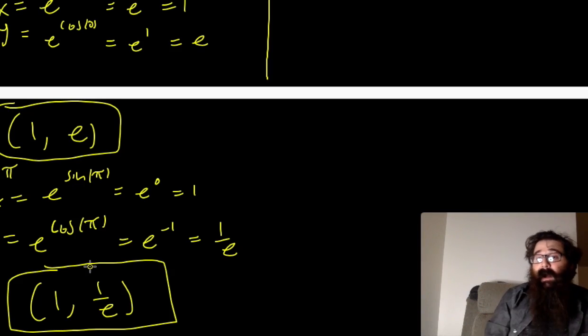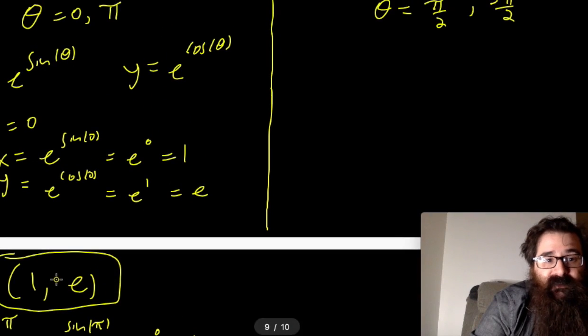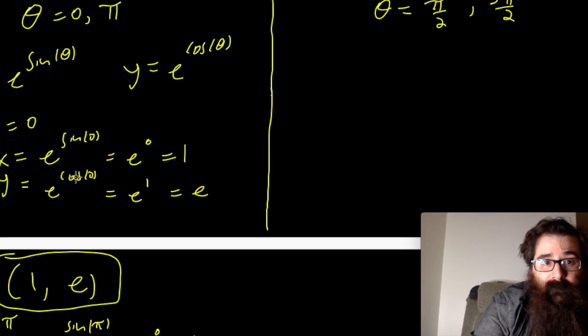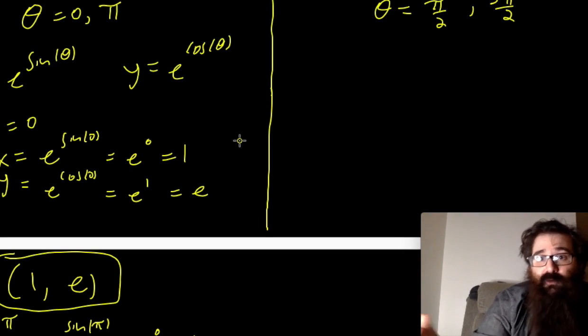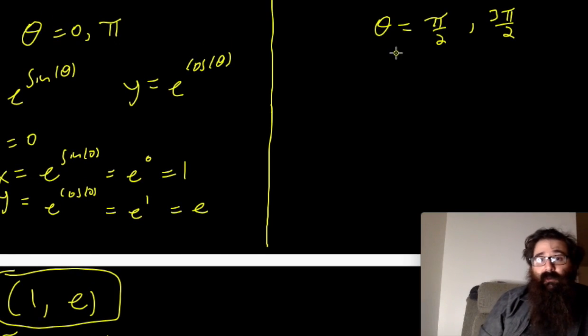Now if I went on, let's say I did 2 pi next, it would just churn out this same point, 1 comma e. It wouldn't give me any new information, because sine of 0 and sine of 2 pi are the same. Cosine of 0 and cosine of 2 pi are the same. So it wouldn't really give me anything new to work with.